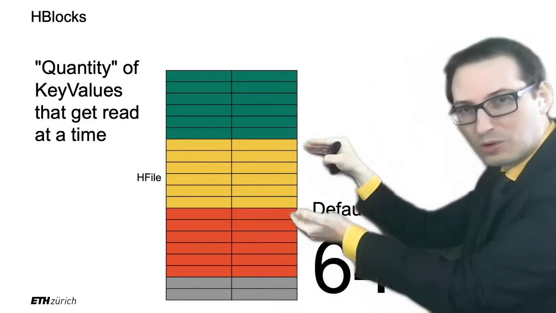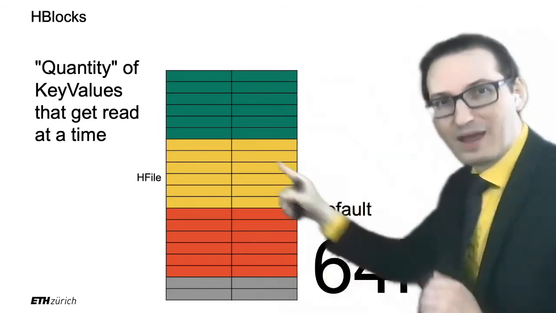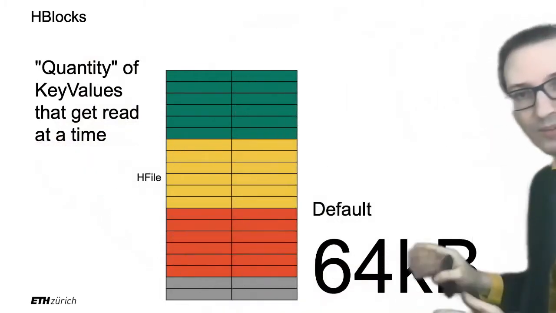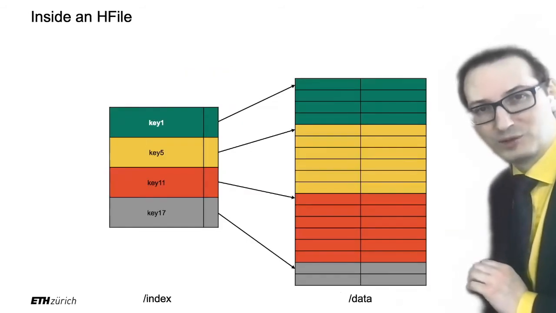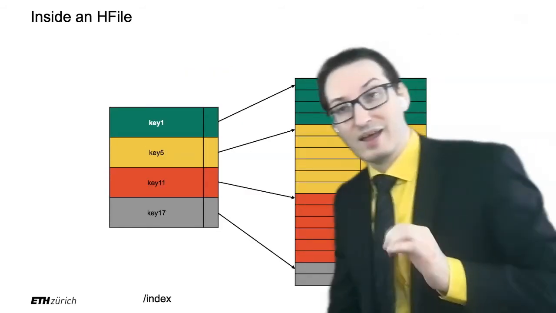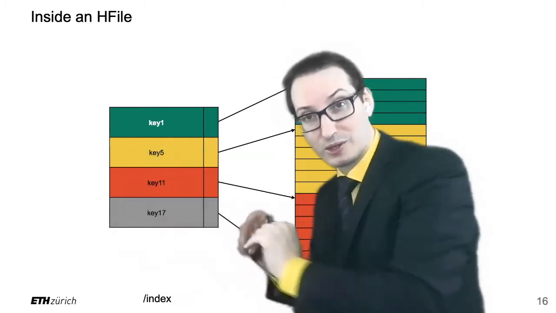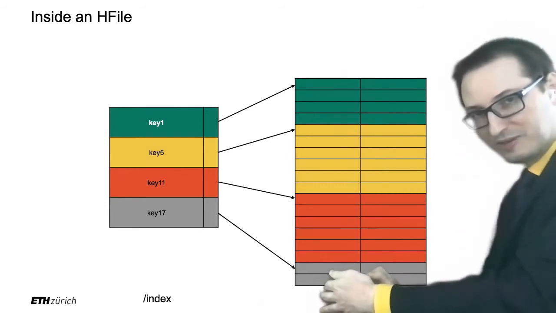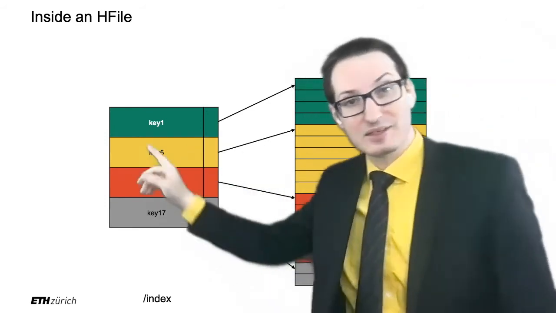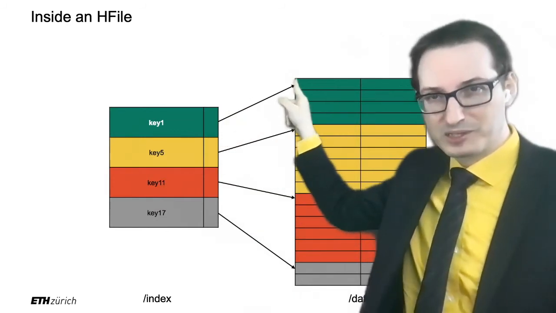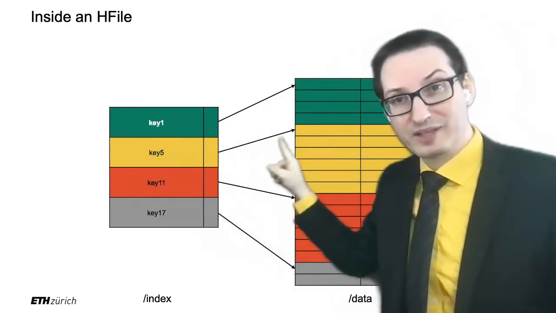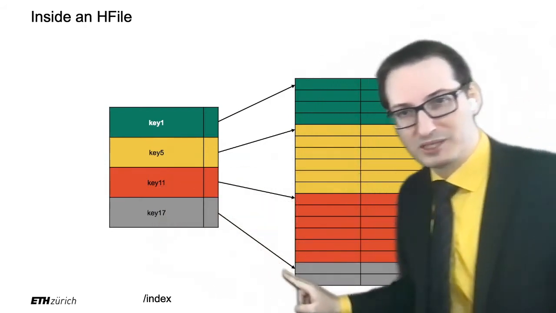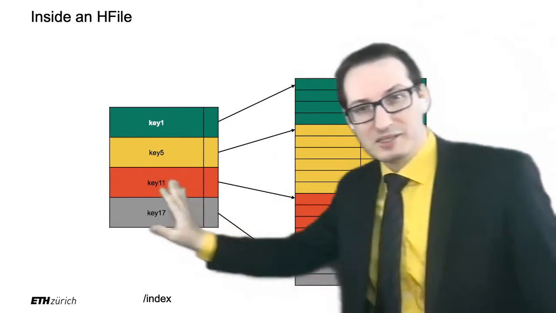And that allows us to store the key values in zones like this, right? I call them HBlocks just to distinguish them from the HDFS blocks. So right here, I'm really talking about the blocks in an HFile, the blocks of key values. With the blocks, I can arrange some index structure. So this is the actual HFile with the sorted key values. And here I have an index that tells me key 1 is the first key in the green block. Then key 5 is the first key in the yellow block. Key 11 is the first key in the orange block, and key 17 is the first key in the gray block, right? This is the index.